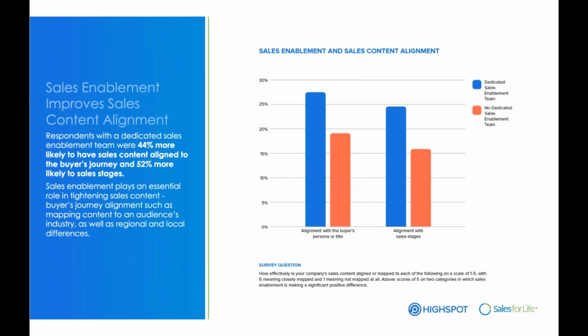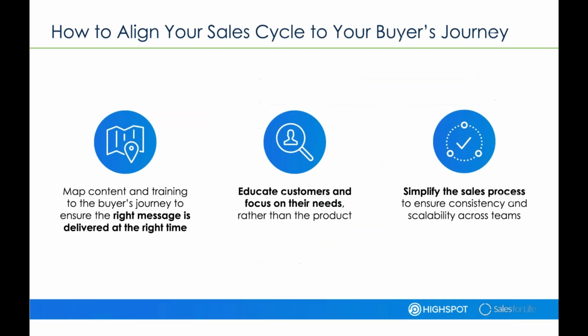And so some of the action items we'll see for aligning your sales cycle to the buyer's journey are exactly what you were mentioning before. Make sure that the content and training is mapped to the buyer's journey based on specific stage, industry, and competitor, so that you are very easily, like you said, in less than 30 seconds, quickly delivering the right message at the right time for the salesperson to leverage in customer conversations.